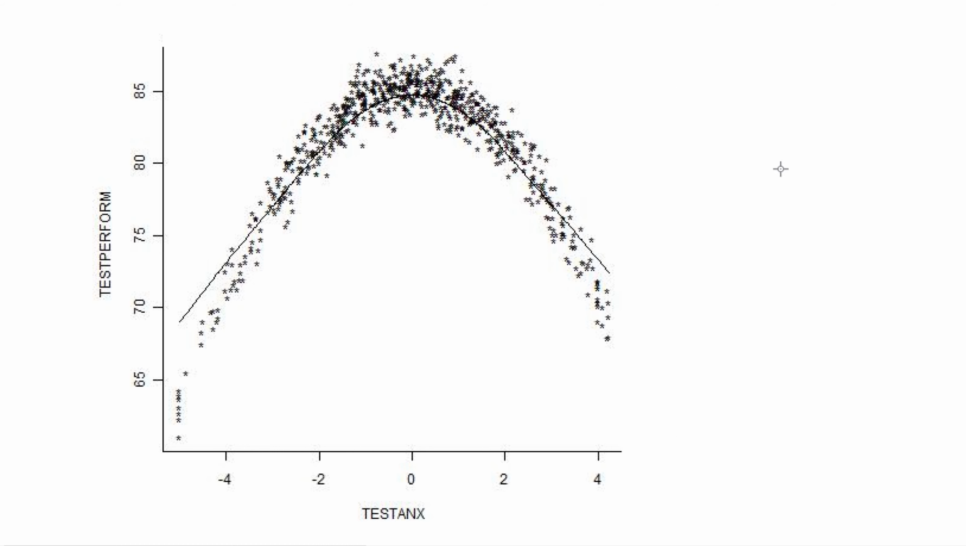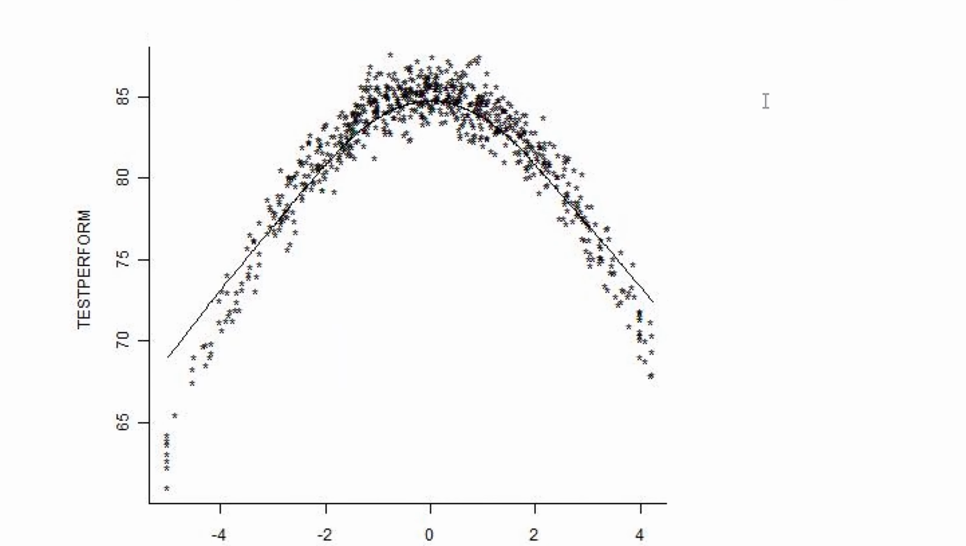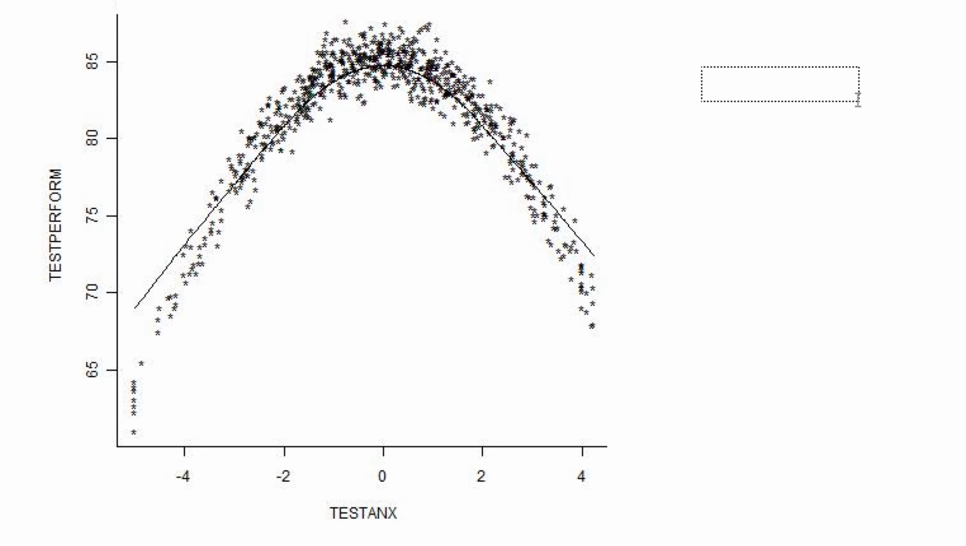And that might be more appealing to me. I might want to write more descriptive labels here, so I'll go to the text tool, and I'll draw a text box there, and I'll type in test performance. And then I'll write another one for test anxiety.